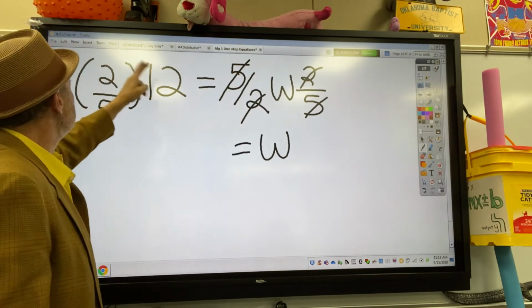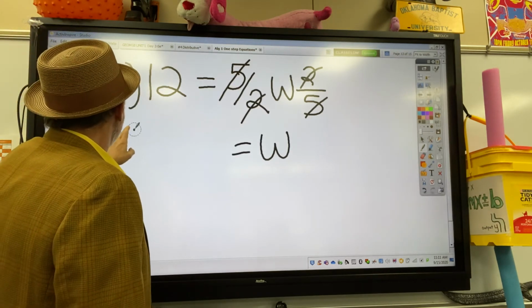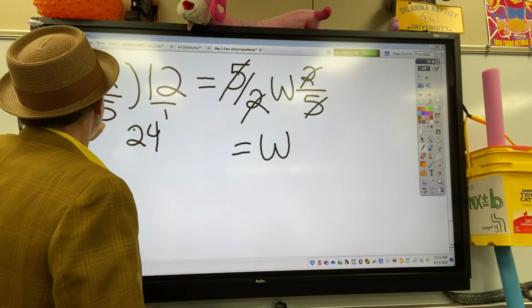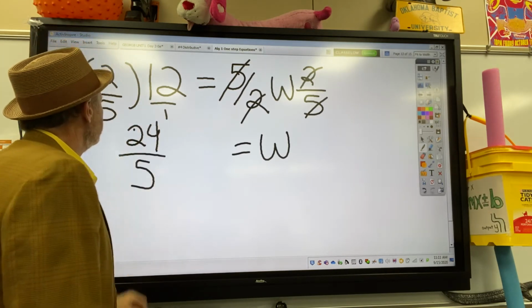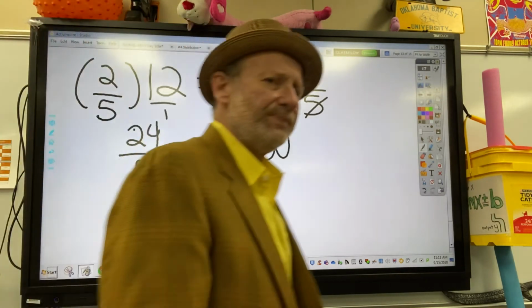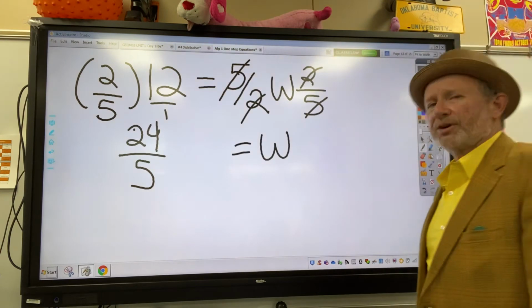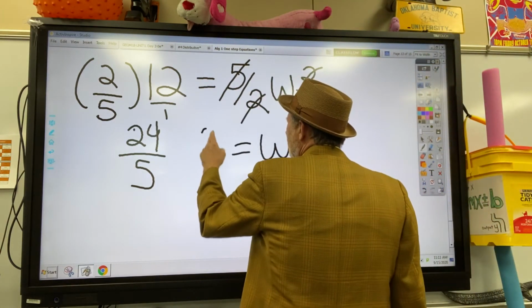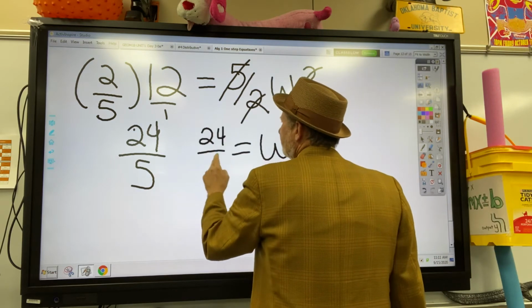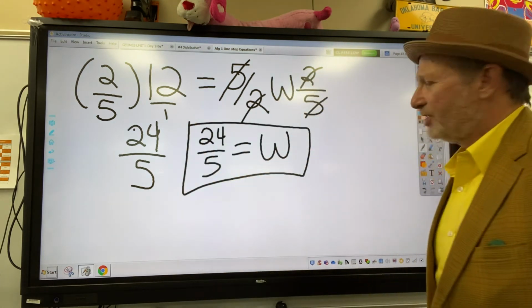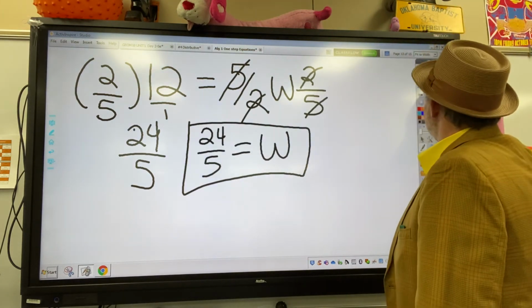So now 2 times 12 is 24, and that's over 1 times 5, which is 5. 24 over 5. Will that reduce? It won't reduce. And we're going to leave it improper. For the most part, let's leave our fractions improper. So this ends up being 24 over 5. W equals 24 over 5.